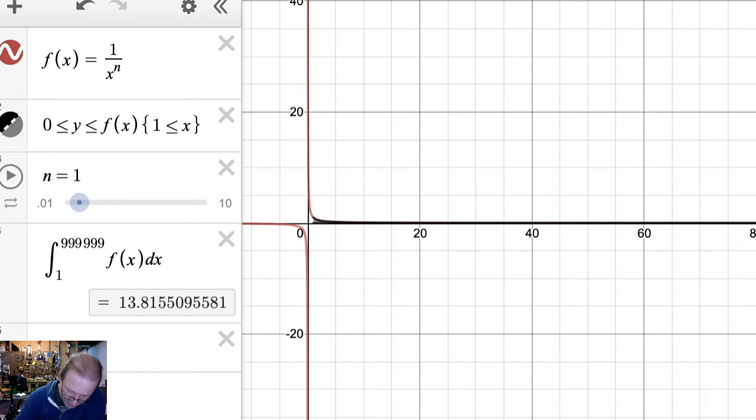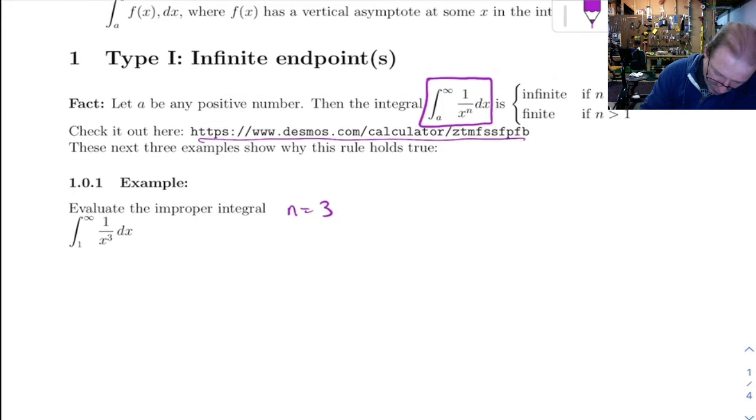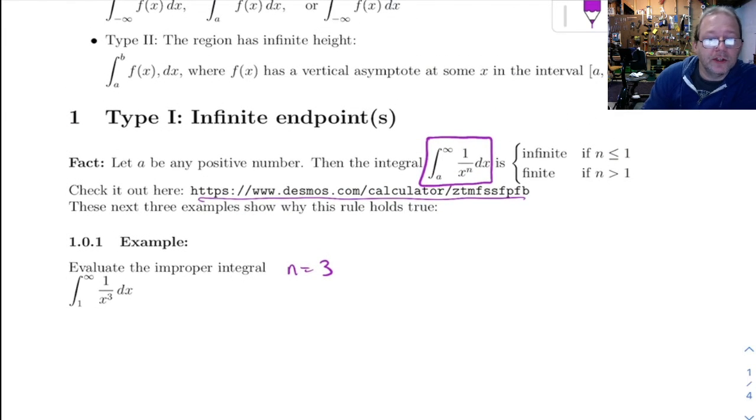Now, let's look at why that's true. So let's look at these examples. Basically, the three examples I've got here, this one has n equals 3. So according to this up here, if n is greater than 1, the area is going to be finite.